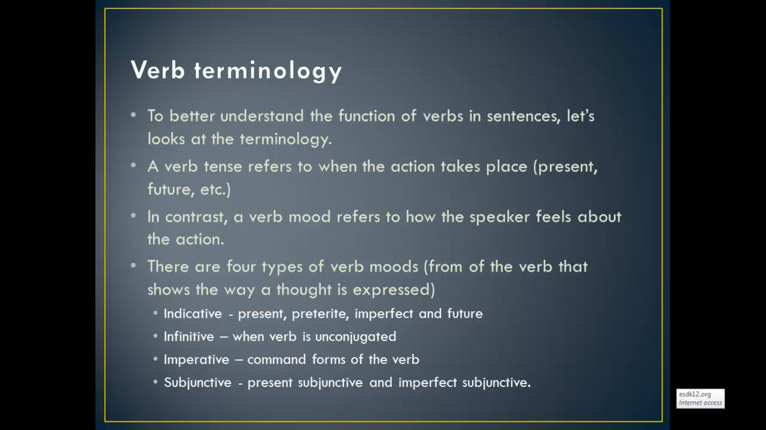Indicative is your tense, your present, preterite, imperfect, future. Infinitive is your unconjugated form of the verb. Imperative are your commands, and subjunctive is your present and your imperfect subjunctive. These should be kind of review. Hopefully you've covered some of this in English.